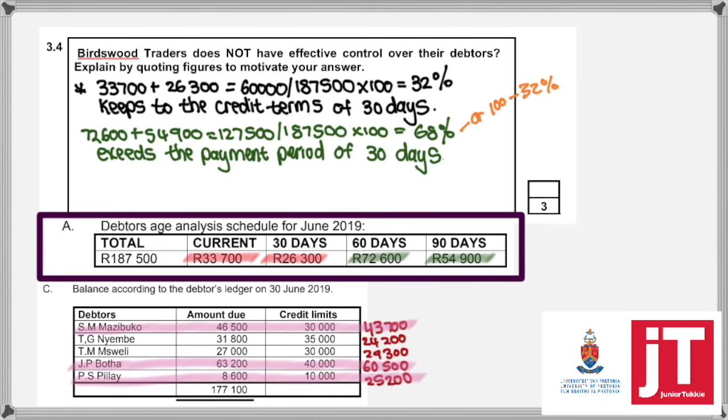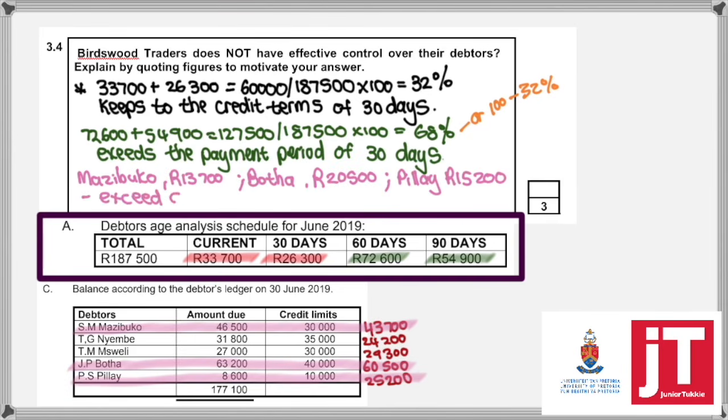So if I have a look there, before I made the changes, I only had 2 debtors who exceeded their credit limits. After I've made the corrections, we have 3 debtors. Masibuka exceeds his credit limit with 43,000. The difference, 43,700 minus 50,000, is 13,700. Bueta with 20,500. Pele with 15,200. So these figures prove that we do not have effective control over our debtors.